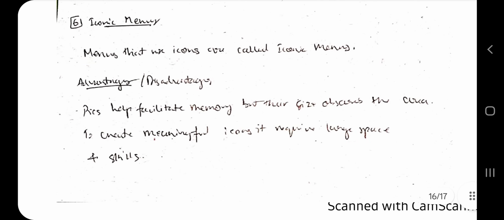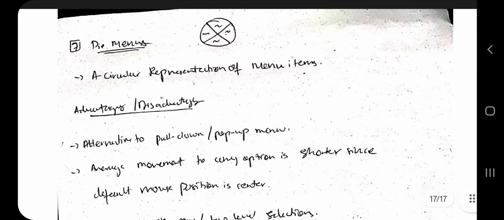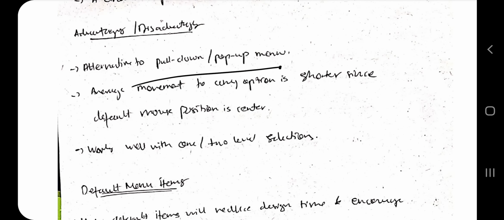Iconic menu, the menu in which icons are there. Pictures help to facilitate the memory, but their size is more. Also, to create meaningful icons, skills are needed. Okay. And pie menus, these are circle type of menus, and they are an alternative to what? Pull down and pop-up menu.